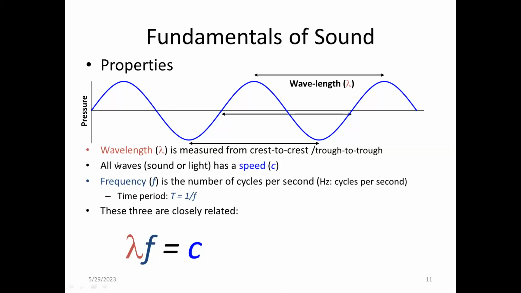Second thing, as we already discussed, all waves, whether sound or light waves, have a speed. The speed of sound in air is approximately 340 meters per second. And similarly, we have another quantity which is known as frequency, which is the number of cycles, or the number of occurrences of this wave per second from a particular point in space. In other words, it's the number of cycles per second of this sinusoidal periodic wave. We measure it in hertz, which is cycles per second. And there is a notion called time period, which is related to the frequency, and time period is simply the inverse of frequency.